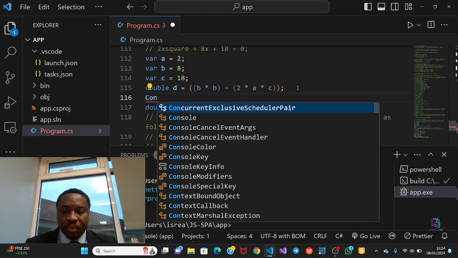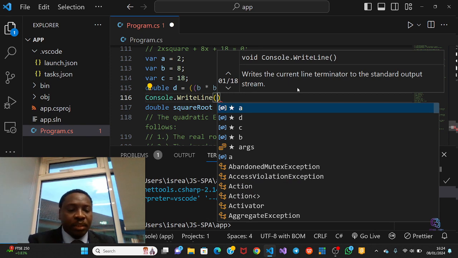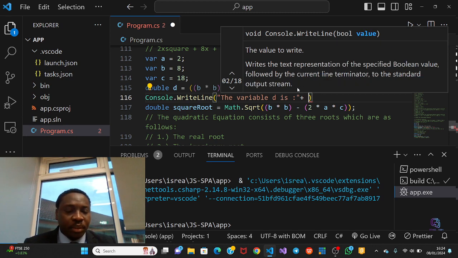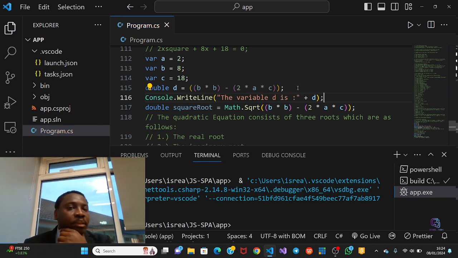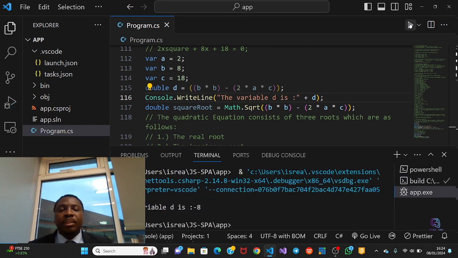Let's say console dot write line d. I can say the variable d is, so variable d is plus d. Okay, was that taken into shape? We save it. Now we want to know the value of d before we find the square root of it. So now let's find this. Let's know what the value of d is. Then we continue from there. When we're getting a 0, when we're getting a 1, when we're getting a 2. So the variable d is what?